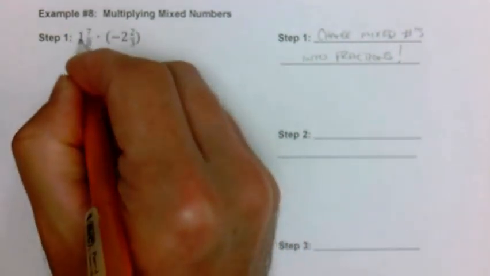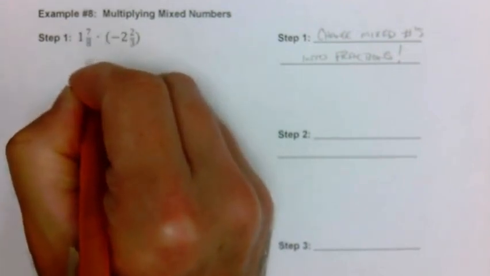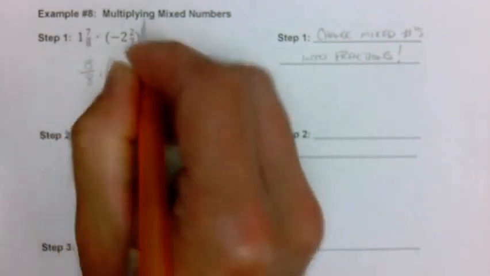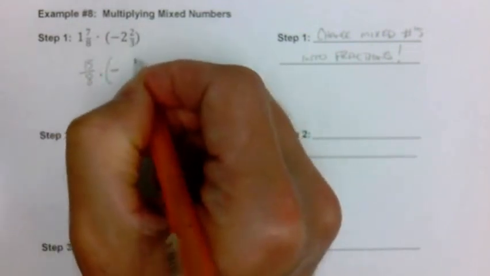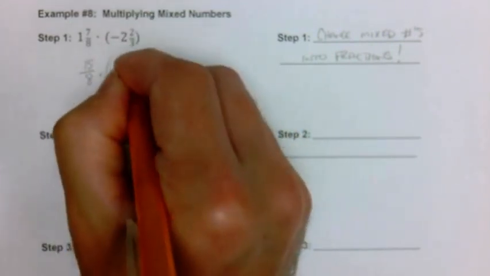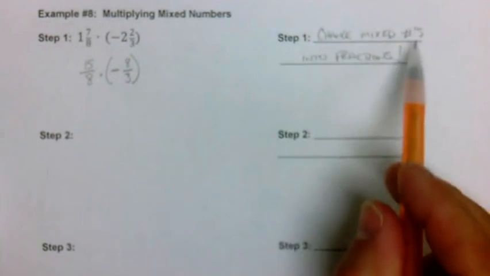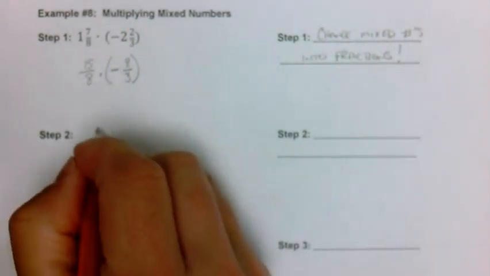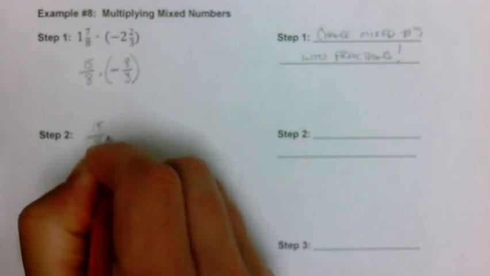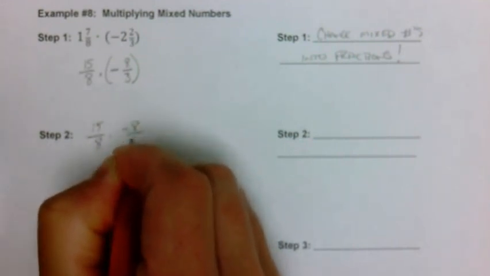So in example number 8 right here, it says 1 7/8 times negative 2 and 2/3. Let's change these mixed numbers into fractions. 8 times 1 is 8 plus 7, this is 15/8 times, well, this is still going to be a negative number. 3 times 2 is 6 plus 2 is 8, negative 8/3. So that's the first thing that we're always going to do, change the mixed numbers into fractions. Now we can go ahead and repeat the process for multiplying fractions together. So I'm just going to rewrite my problem, 15/8 times negative 8/3.